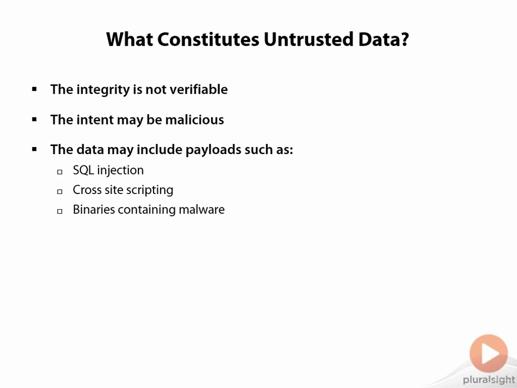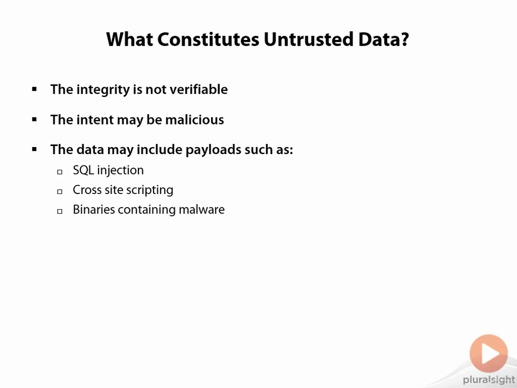Now, frequently, when I talk about untrusted data, I talk about it in the context of things like SQL injection and cross-site scripting. And it's usually because applications are designed in such a way that they're not expecting data sent by the user to be malicious. Now, untrusted data comes about when, first of all, we can't verify the integrity of it. So we don't know if data sent by the user may have been manipulated. Consequently, the intent of that untrusted data could be malicious.